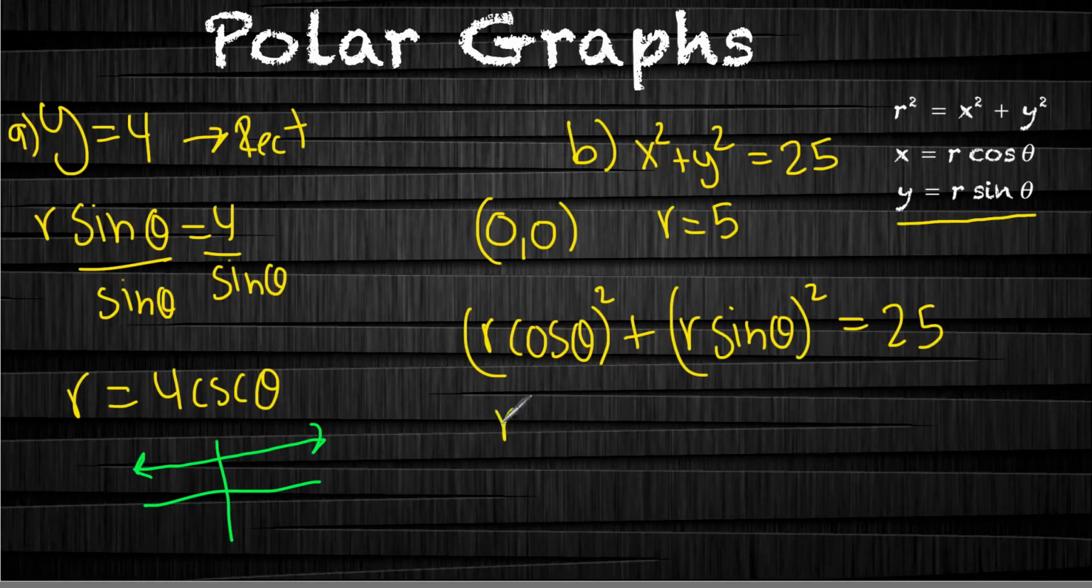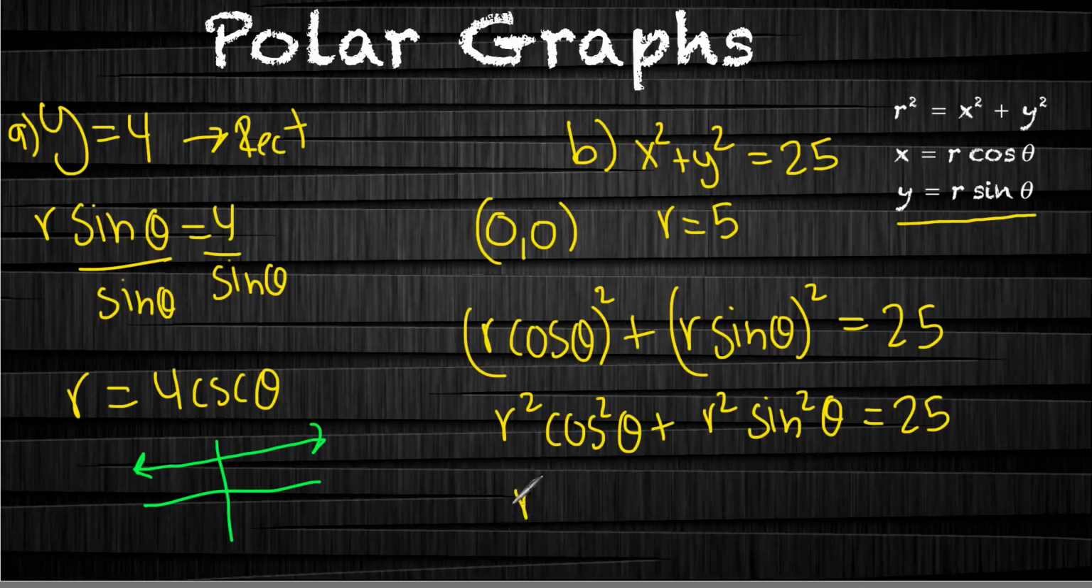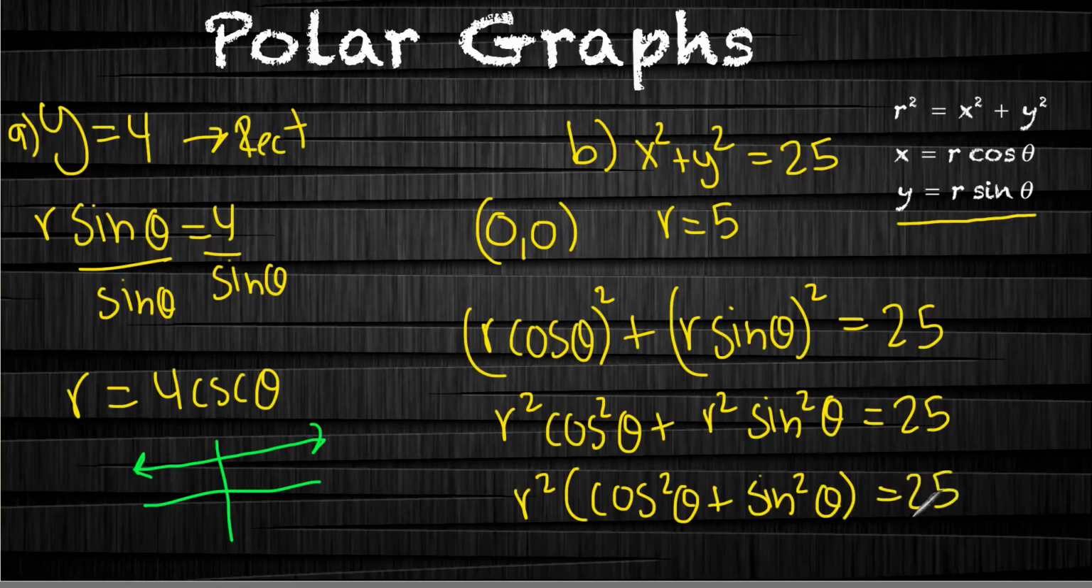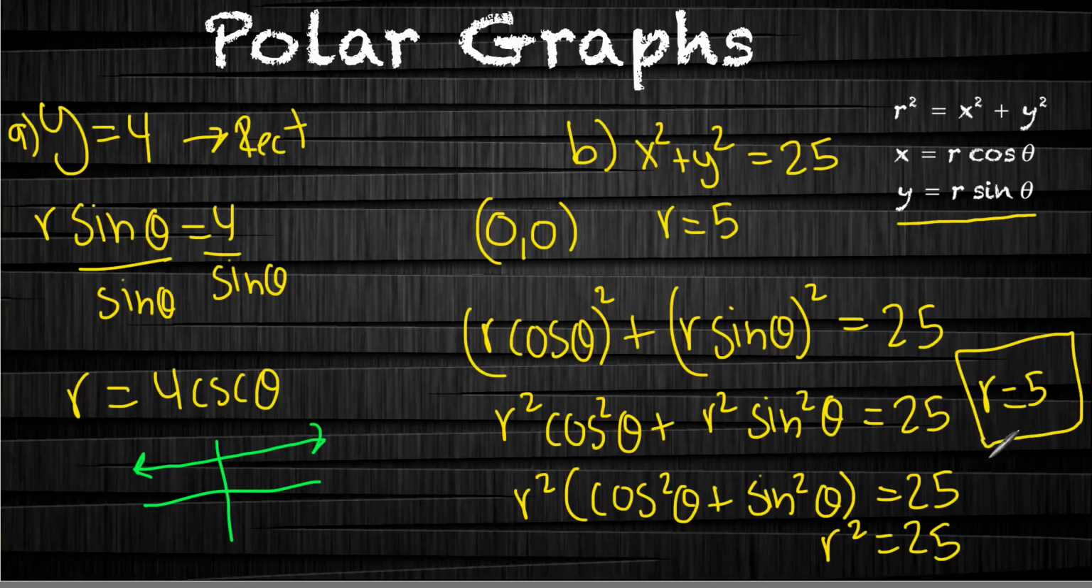All right, when we square that, we get r squared cosine squared of theta plus r squared sine squared of theta equals 25. We can factor out an r squared, and we remember from trigonometry that this is the most basic Pythagorean identity. Cosine squared plus sine squared equals 1. So we end up getting r squared equals 25, or r equals 5, and we take the square root of both sides. So what does this mean?